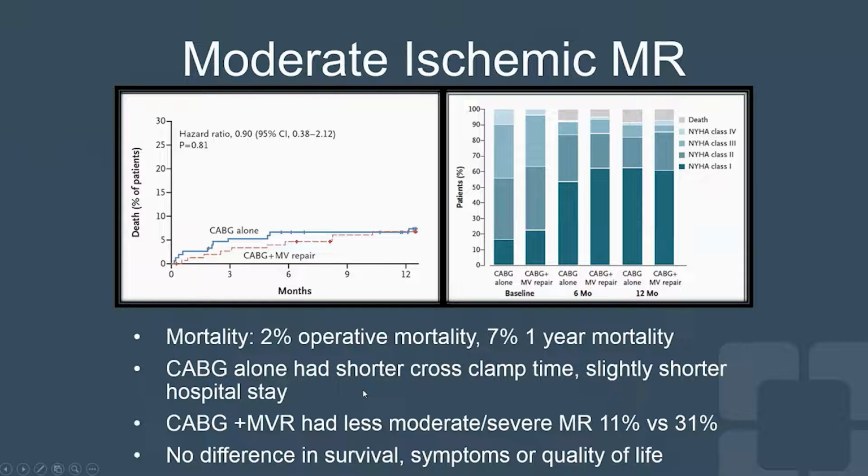CABG alone, the group that had CABG alone, had a shorter cross-clamp time and a shorter hospital stay.